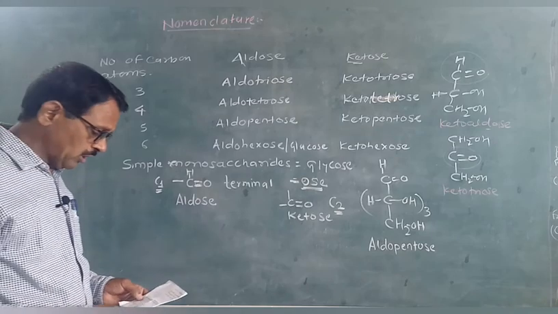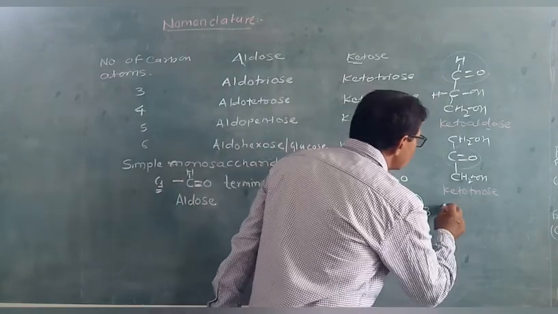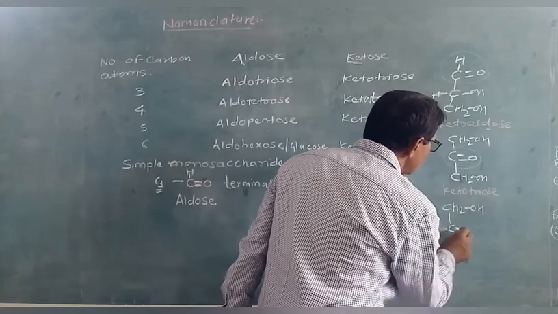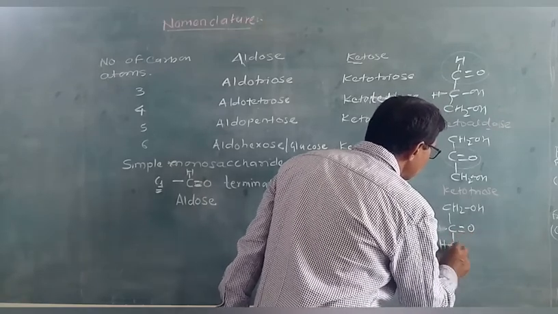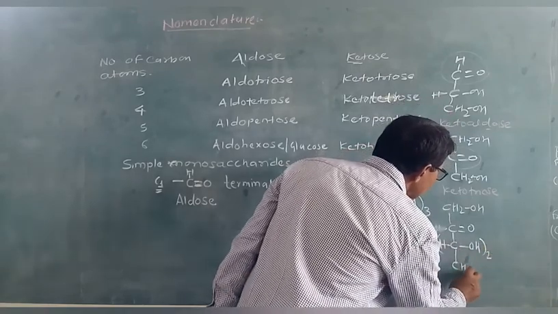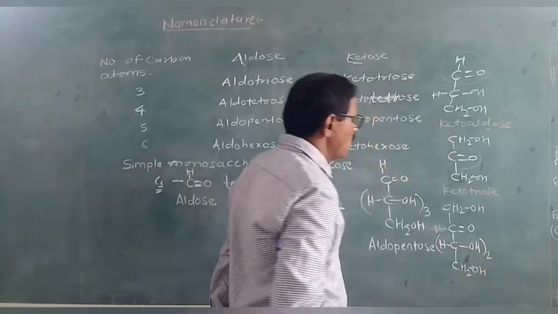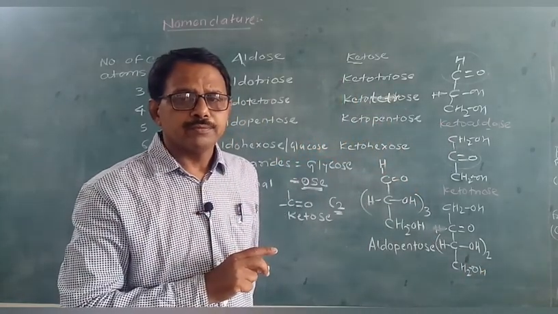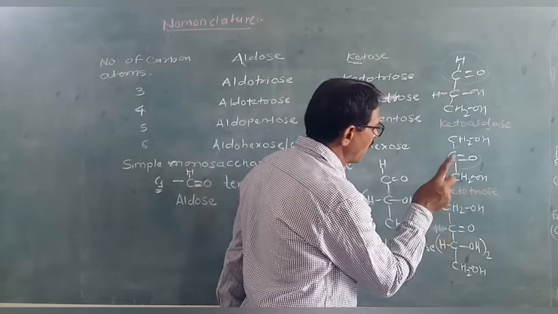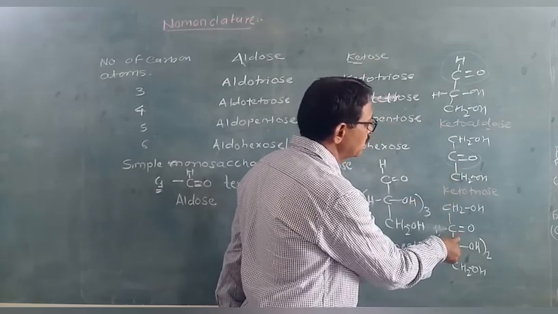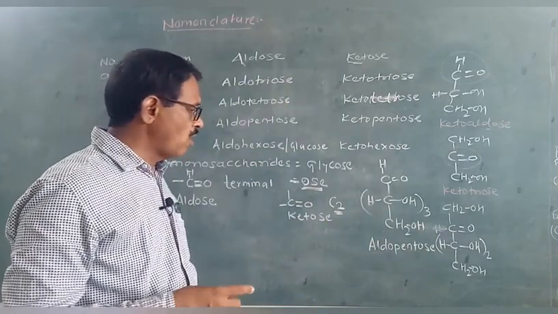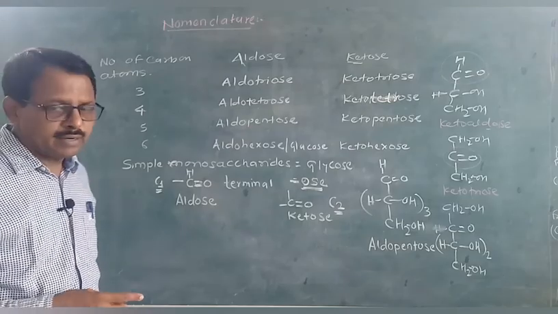In this way, we get ketohexose, aldohexose. Suppose the structure is like this: CH2OH, then C double bond O, then CHOH twice, and then CH2OH. First of all, we have to count the number of carbon atoms. Here 1, 2, 3, 4, 5 carbon atoms. Therefore, it is a pentose. There is a keto group, therefore it is a ketopentose sugar. In this way, the IUPAC names of carbohydrates are derived.